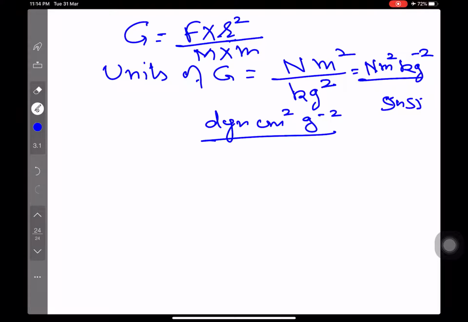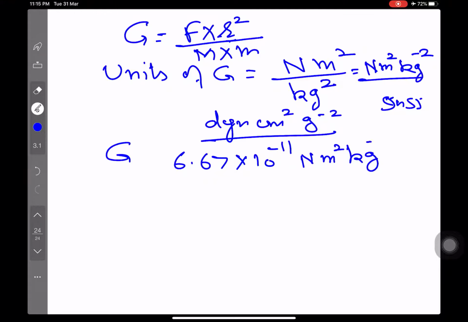And the value of capital G at all places in the universe is 6.67 into 10 raised to the power minus 11 Newton meter square per kilogram square. It is because of this small value of capital G that the force between two bodies of common sizes is negligible and they do not appear to move towards each other.